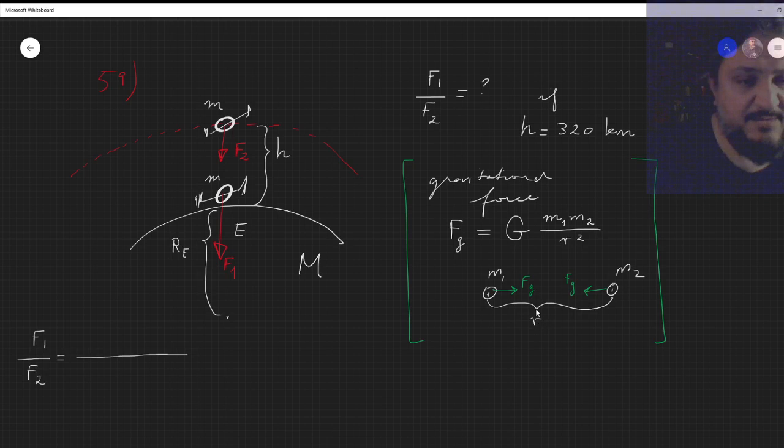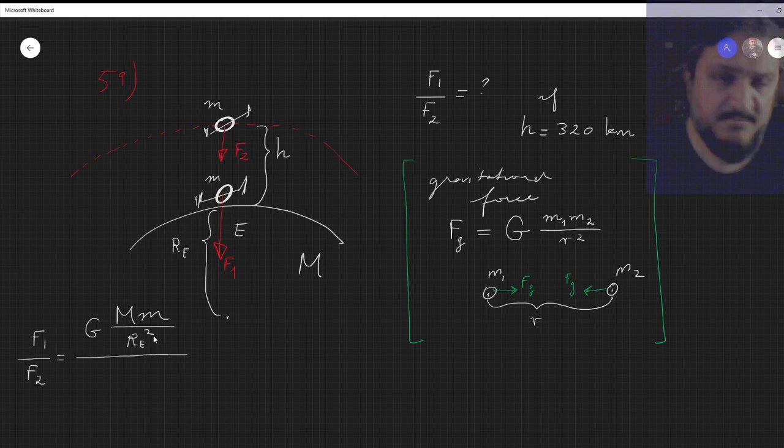RE here, okay? So for F1, I'm just going to write here G times mass M1, which means the Earth, capital M, and M2 means the satellite, little m, divided by RE squared. Okay? I'm done. That's F1.